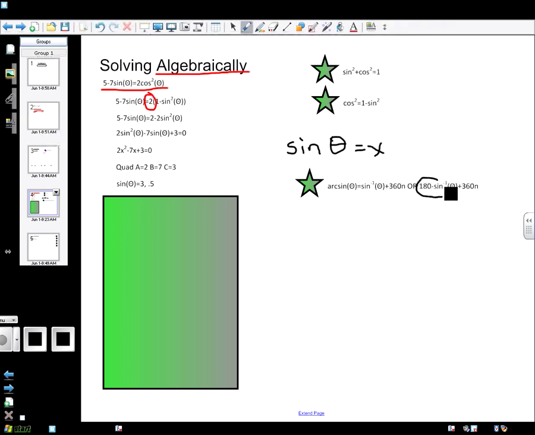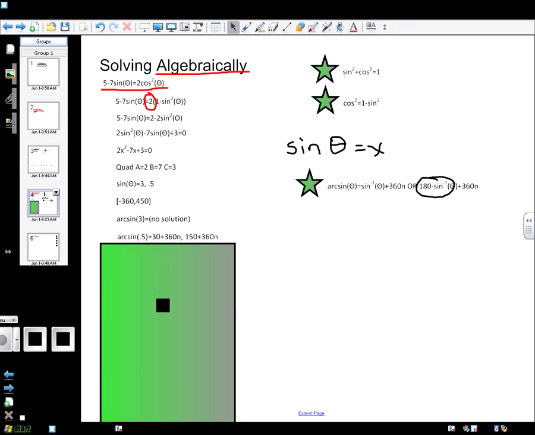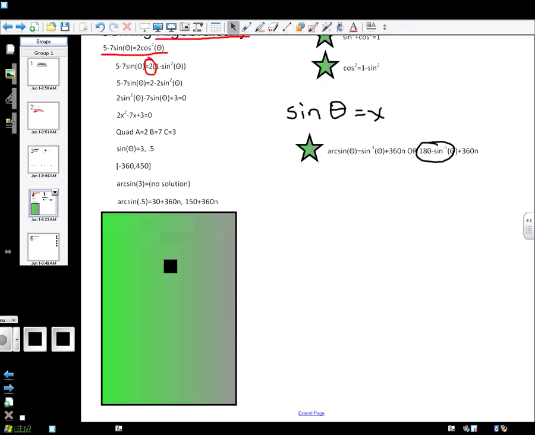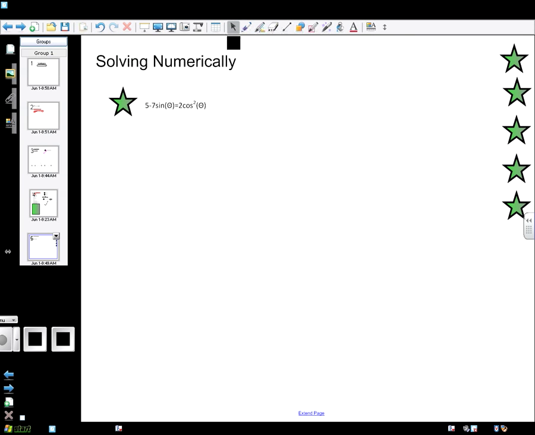And then we use the arcsine equation, which is sine inverse, which is 3 or 0.5 plus 360n, or, which is very important, everyone forgets, 180 minus sine inverse plus 360n. Sine inverse of 3 has no solution. Sine inverse of 0.5 equals 30. So 30 plus 360n and 180 minus 30, which is 150 plus 360n. We get the correct answers.